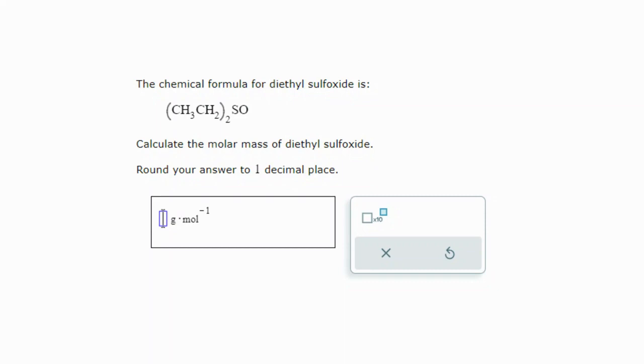So in this compound, diethyl sulfoxide, how many hydrogens do we have? Okay, do we see that? So hydrogen times 10, there's 10 of those. Plus, what else do we have? We have carbons. How many carbons? 4. Okay, carbon times 4, good. And what else do we have? We have how many oxygens? 1 oxygen and also 1 sulfur.